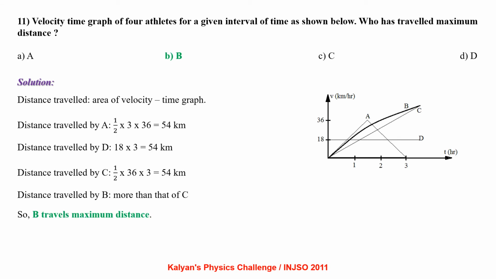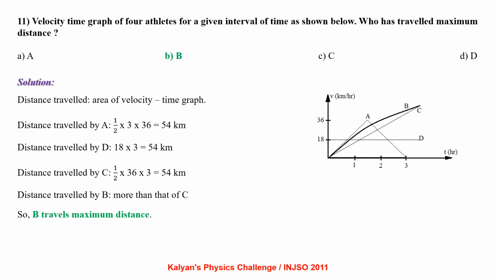Velocity time graph of 4 athletes for a given interval of time is as shown below. Who has traveled maximum distance? Distance traveled can be known from the area of the velocity time graph. So the distance traveled by A is half into 3 into 36, that is the area of the triangle, which comes out to be 54 km.